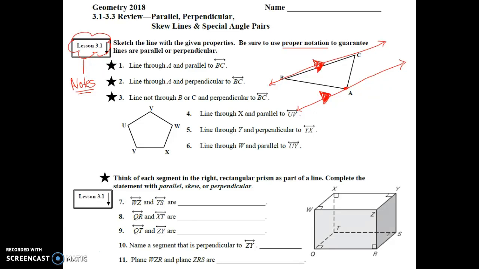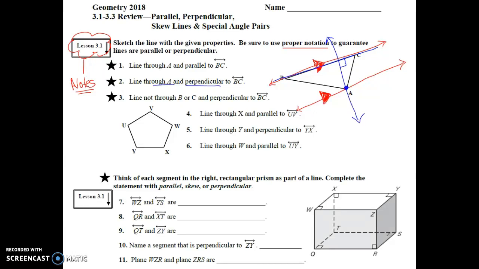Question number 2, I want to go again through A, but now I want it to be perpendicular to BC. So it's going to go through there, and it's going to be 90 degrees to BC. So I draw that line right there. And again, to show that those are perpendicular, I put the little box in the corner.